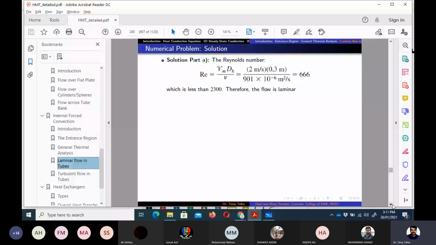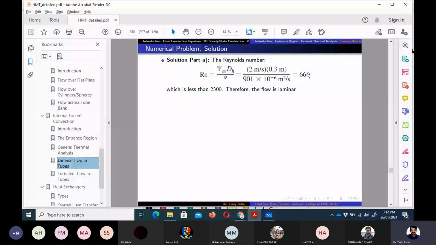Now, once we get the properties, we can calculate the Reynolds number. We know mean velocity is 2 meter per second, diameter is 0.3 meters, kinematic viscosity 901 into 10 to the power minus 6 meter square per second, and Reynolds number comes out to be 666. So it is less than the critical Reynolds number for pipe flow, which is 2300. Therefore, the flow is laminar.